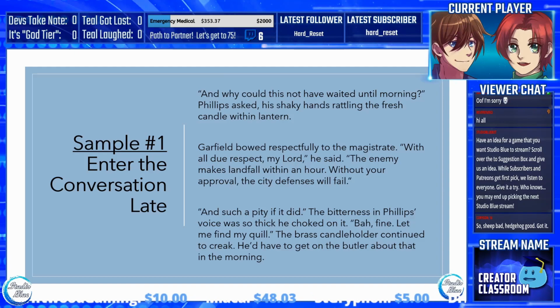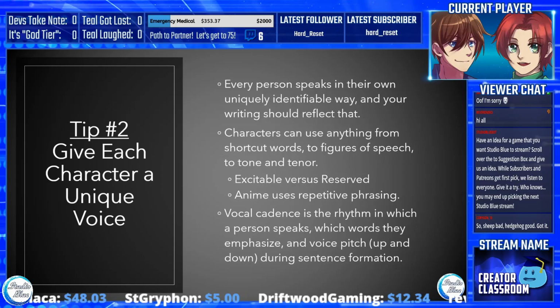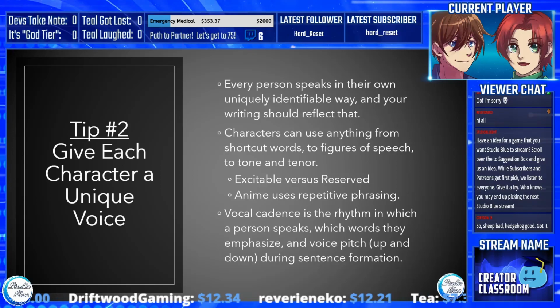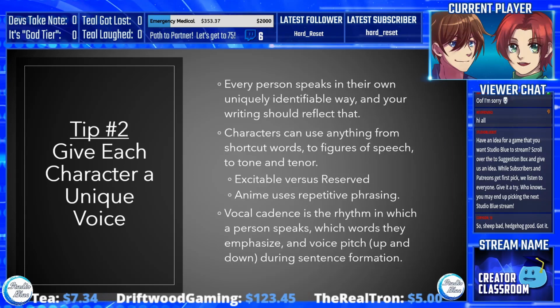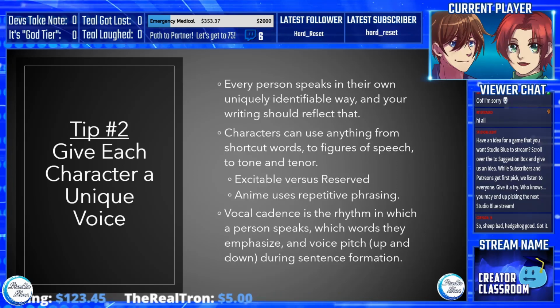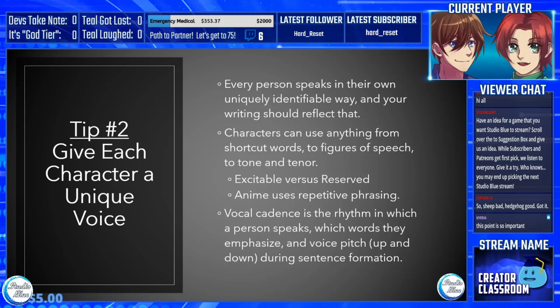Tip number two. Give each character a unique voice. This is exceedingly important. This is just one of seven points, but I can't tell you how many times I've read a manuscript that someone has wanted me to look at, I can't tell you how many times I've read a short story that's been published on one of many websites. I can't tell you how many times Teal or I have looked at a game where this tip has not been followed.